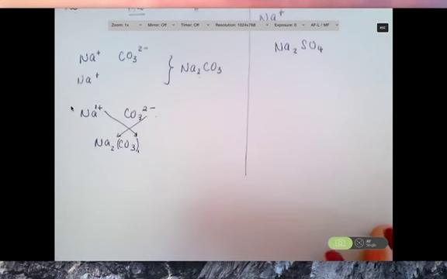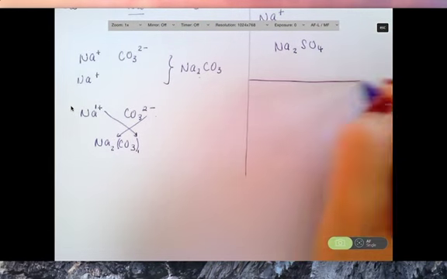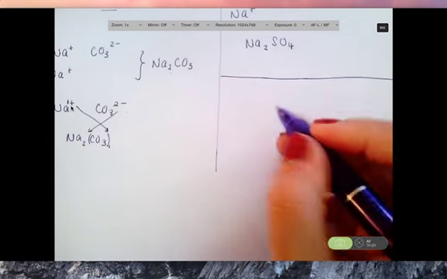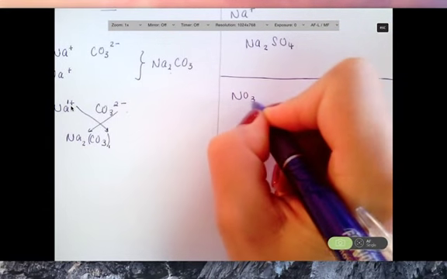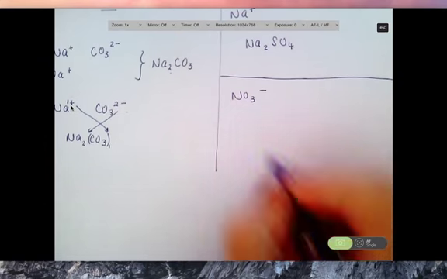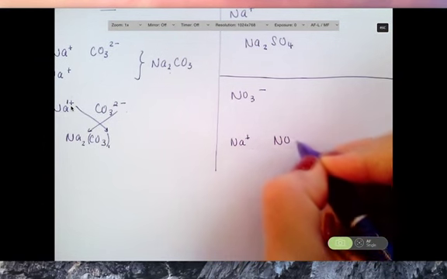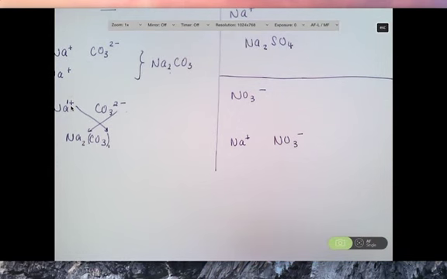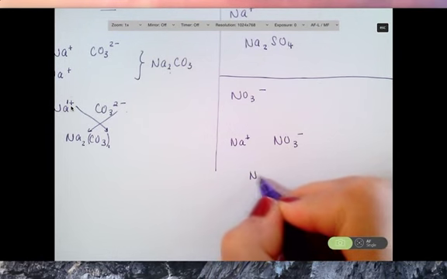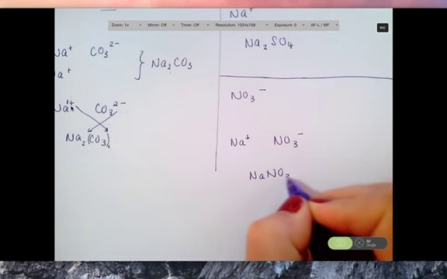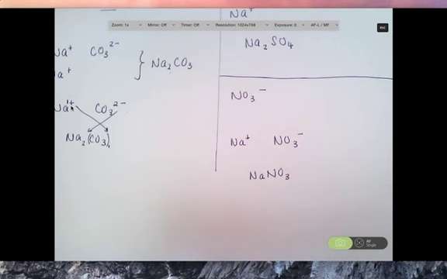If we keep moving and look at nitrate, for example, we'll use sodium again. Sodium is +1 and nitrate has a -1 charge, so they're only going to need one of each in the ratio to have a neutral compound. So that's the formula for sodium nitrate.